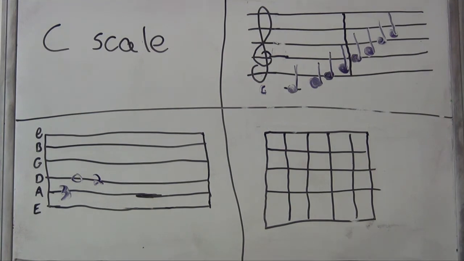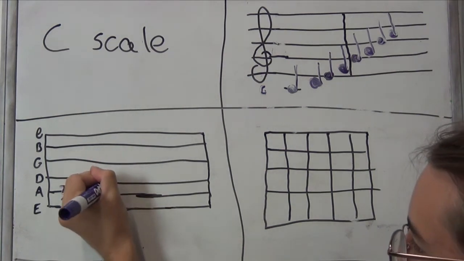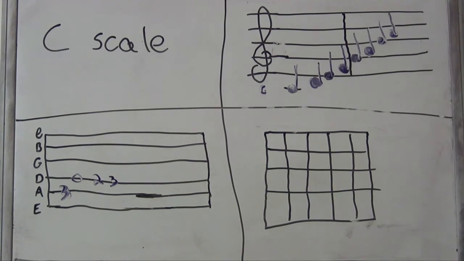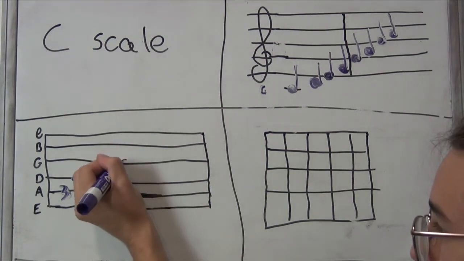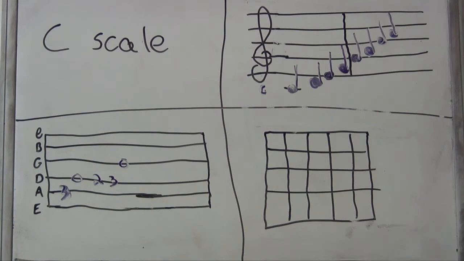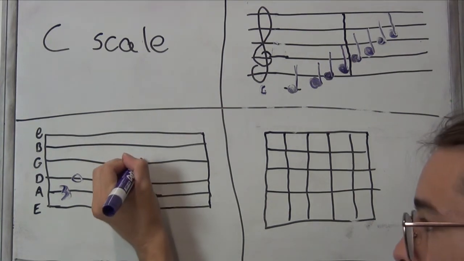For F, it's up a half step, if you remember, so we need to go to 3. For G, we'll play it open, so we'll do another 0. For A, it's on the 2nd fret on our G string.